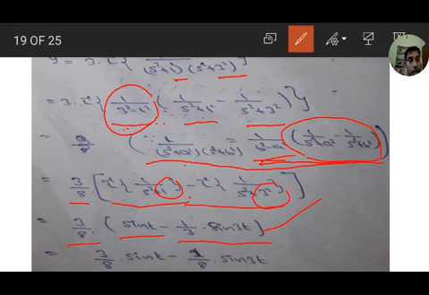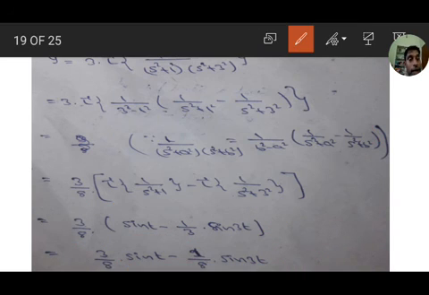Multiply with the constant 3 by 8, we get 3 by 8 into sin t minus, the 3 cancels out, 3 by 8 into 1 by 3 gives 1 by 8 into sin 3t. Therefore the final answer is 3 by 8 into sin t minus 1 by 8 into sin 3t.